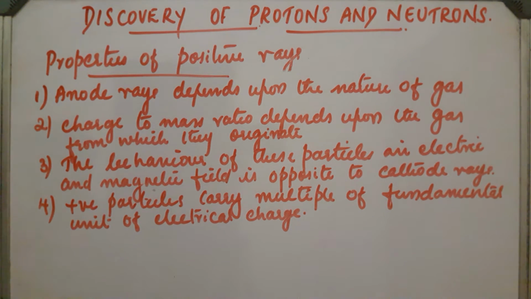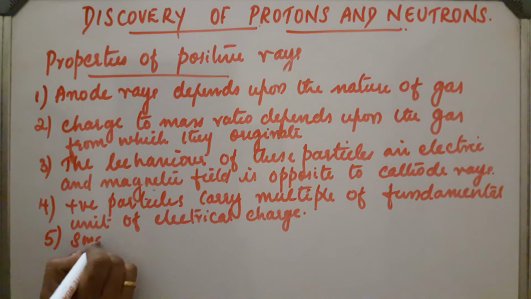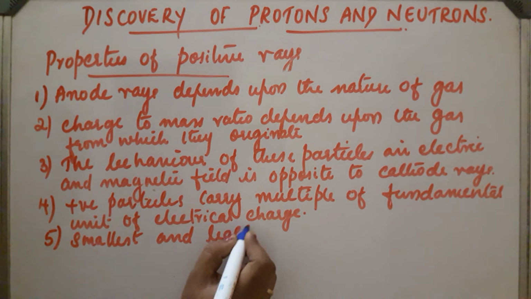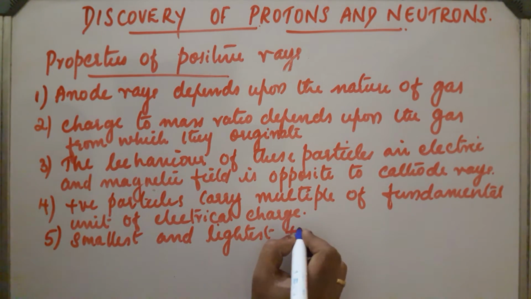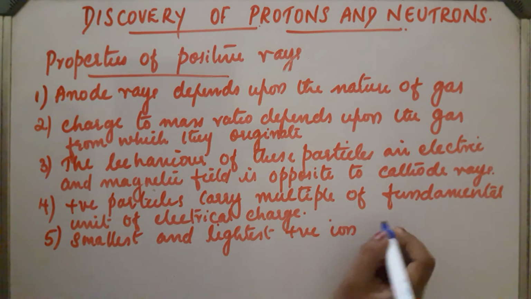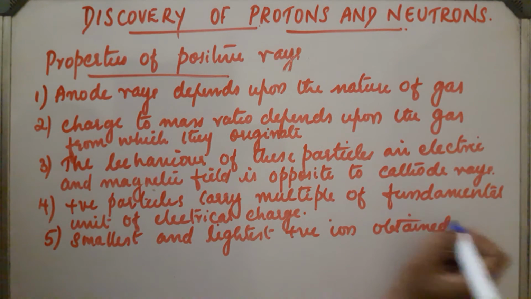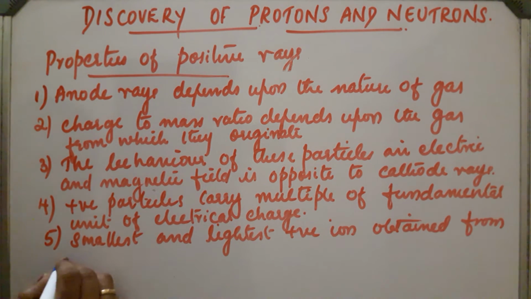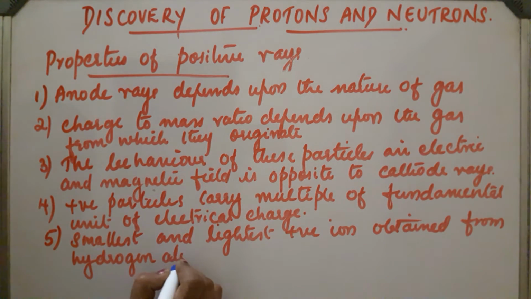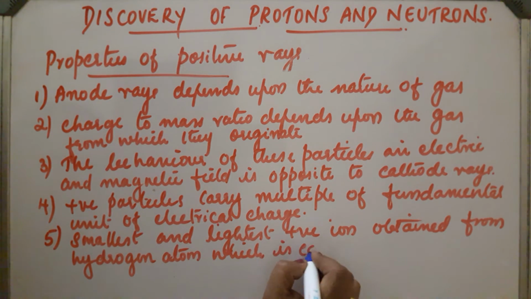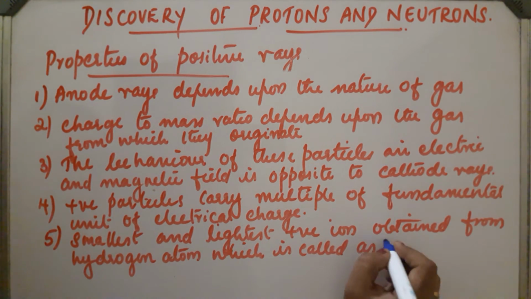The smallest and lightest positive ion was obtained from the hydrogen atom, which is called the proton.